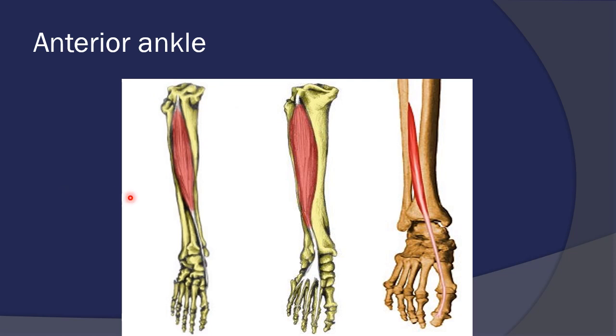Regarding the anterior examination, we see three tendons, which are the tibialis anterior that inserts into the medial cuneiform and first metatarsal. Then comes the extensor digitorum that inserts into the base of the distal phalanges of the second, third, fourth, and fifth digits. Then comes the extensor hallucis that inserts into the base of the distal phalanx of the big toe.